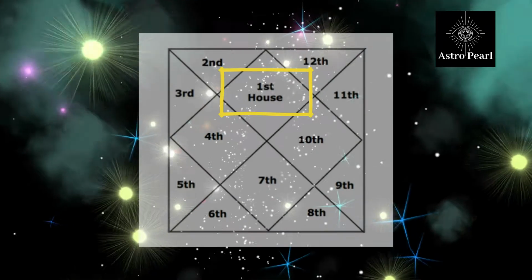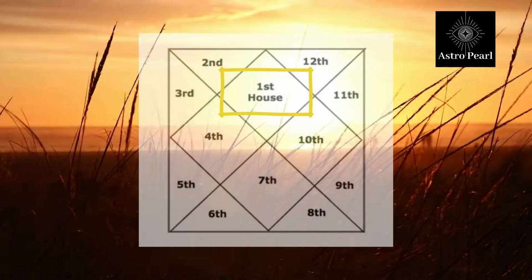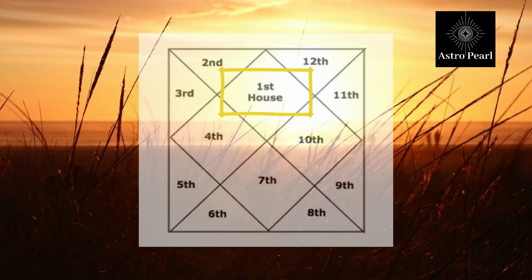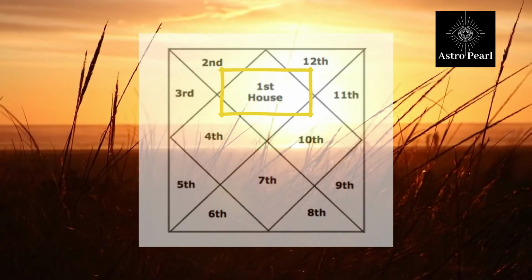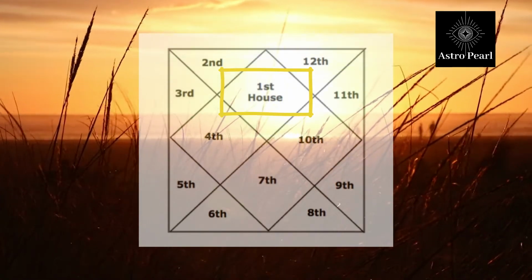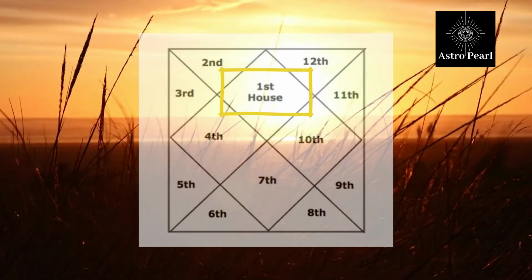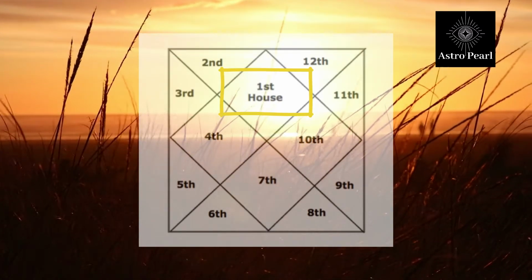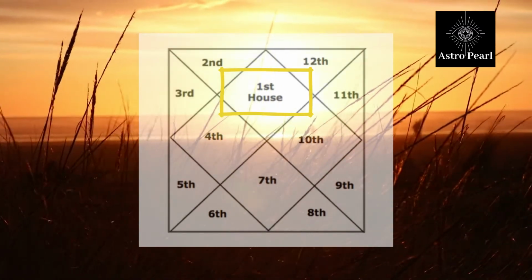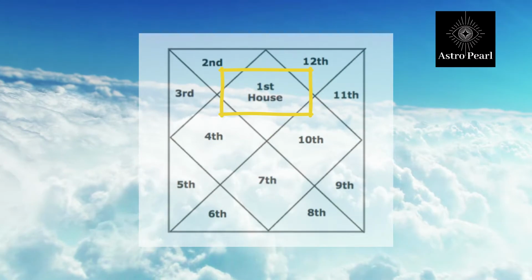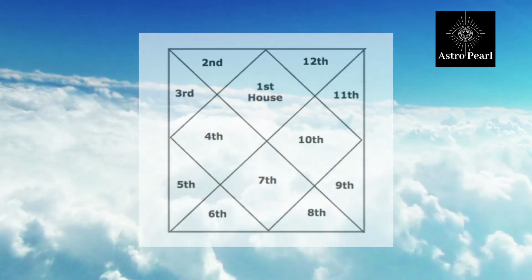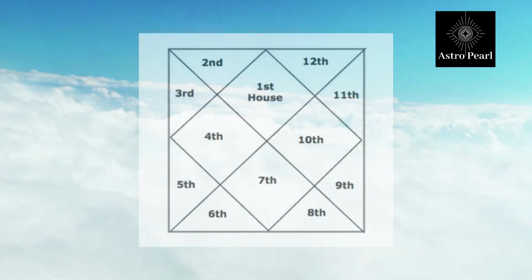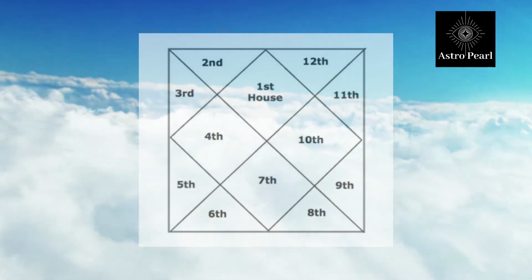So this house represents the east direction. Hence it is also called the rising house, because the sun rises in the east and our life begins every morning with the rising of the sun. So everything begins with the ascendant house in astrology. As you can see, there are a total of 12 houses in a horoscope, as shown here in the picture.